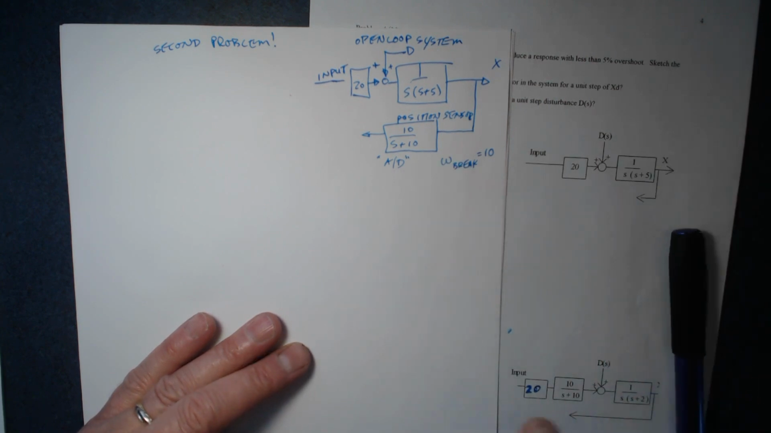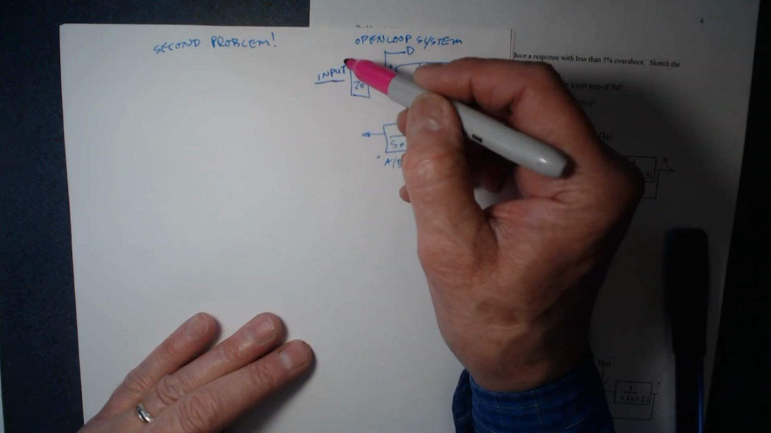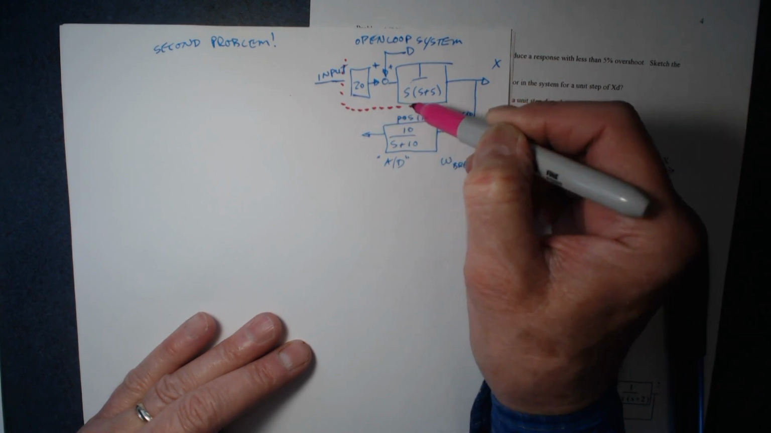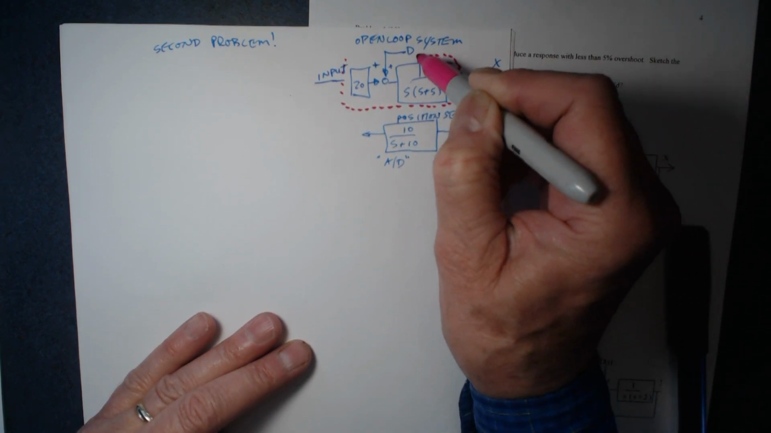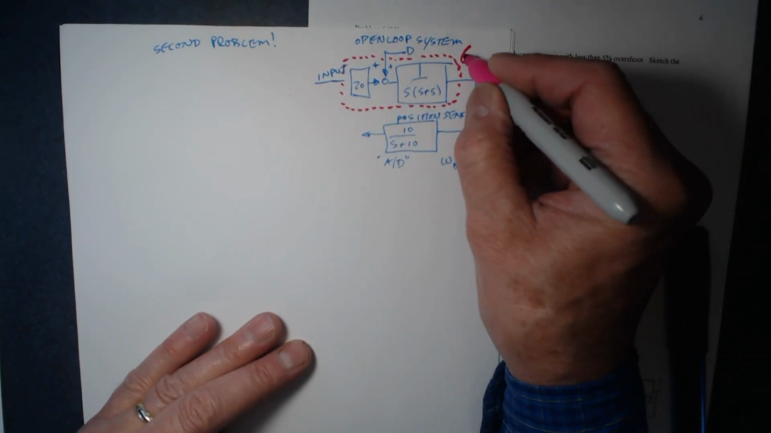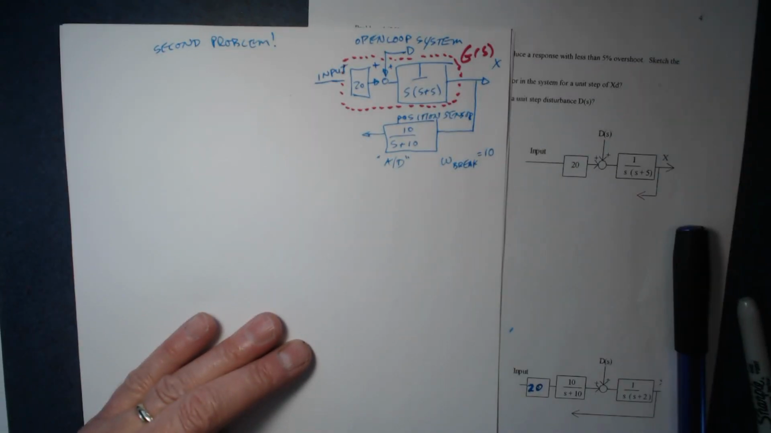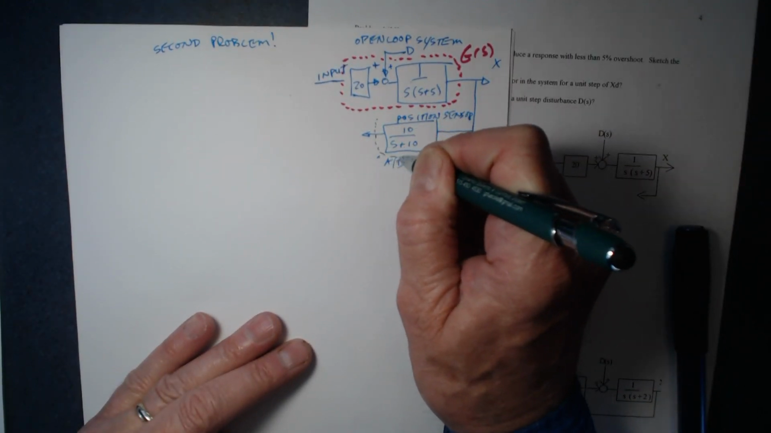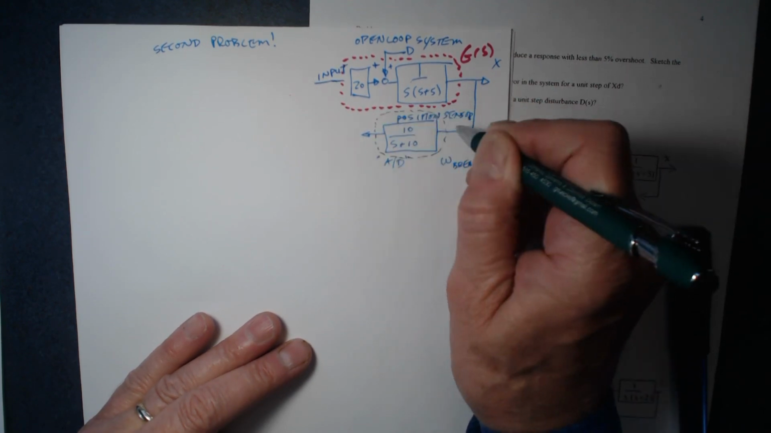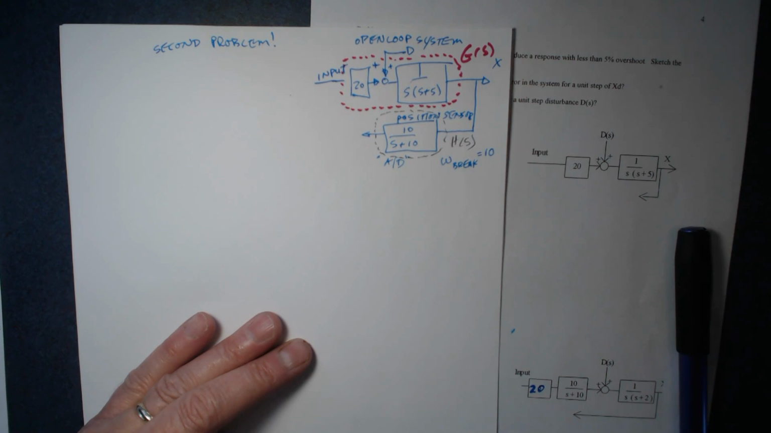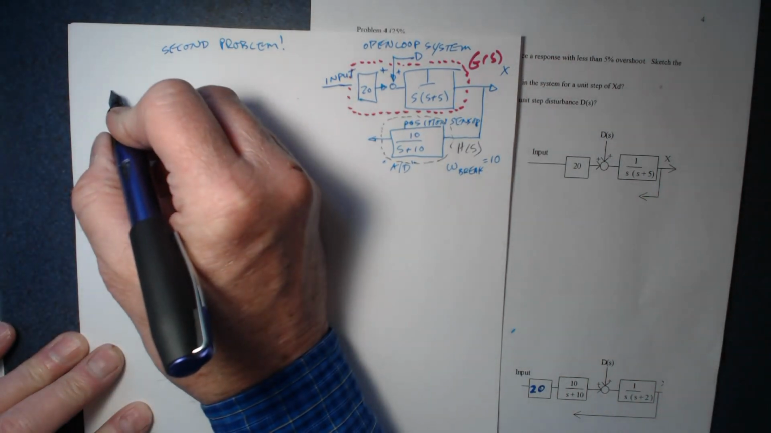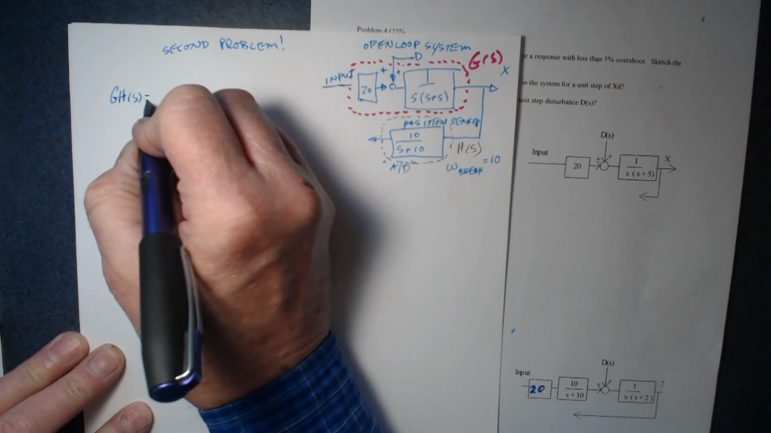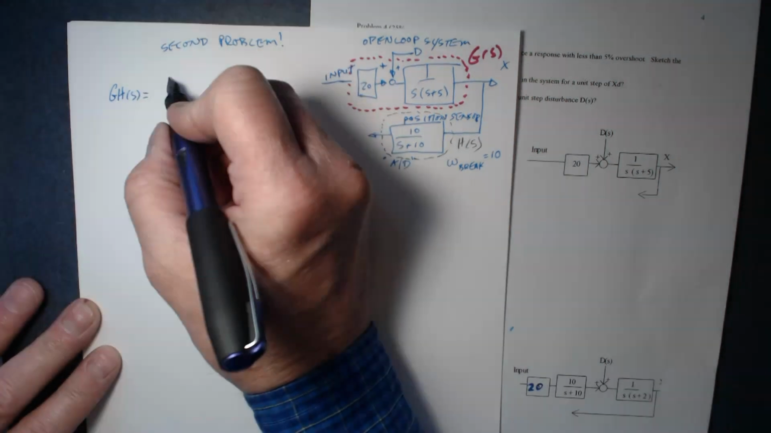Is it okay if I write this down? So let me just do this. In this case, this is G of S, and in this case, this is H of S. Either way, I can still write that the open loop system GH of S is equal to, and you'll see that's the same as down here.